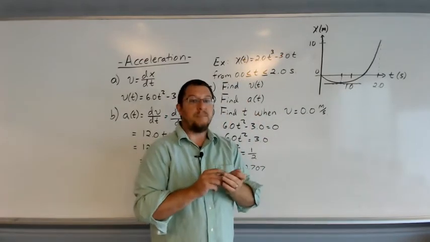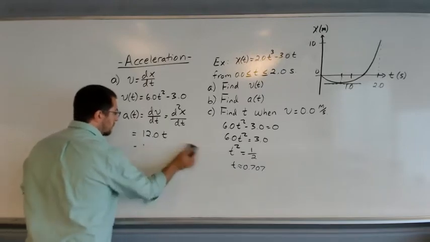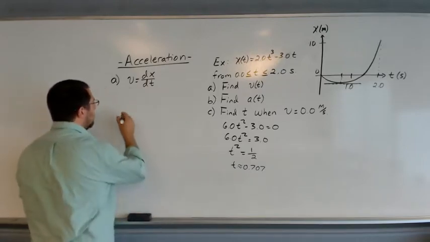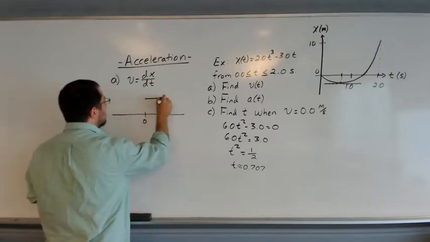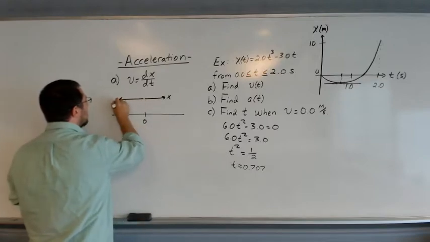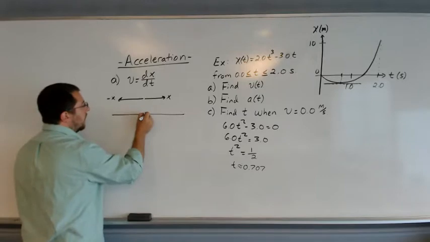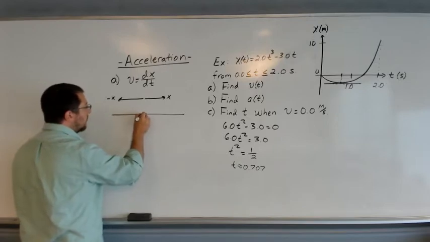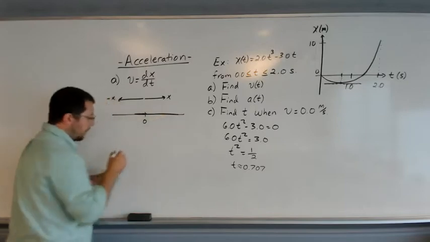So this would be something like if I define a coordinate system like this, and I make this the origin, and I let this be positive x, let this be negative x. This might be something where my object initially starts moving in this direction, in the negative direction, but it's constantly slowing down and then moves back in this direction, right?